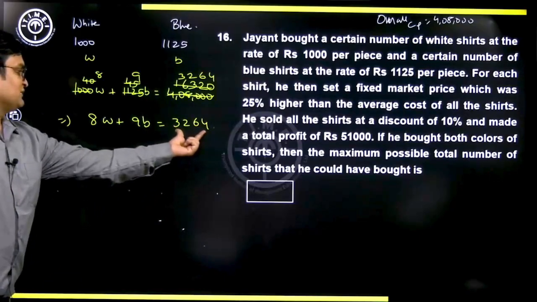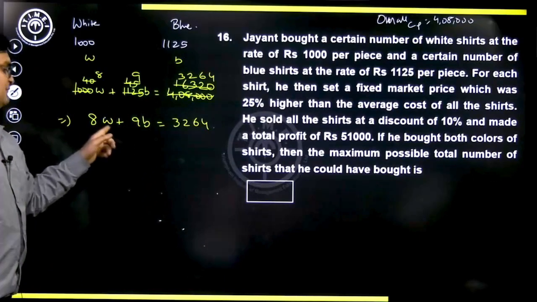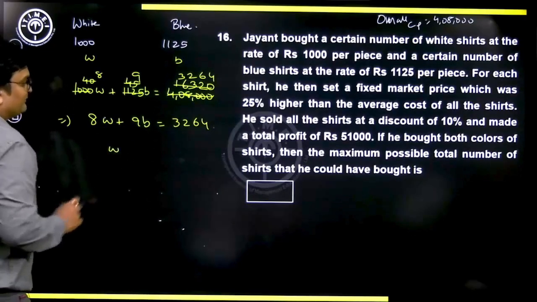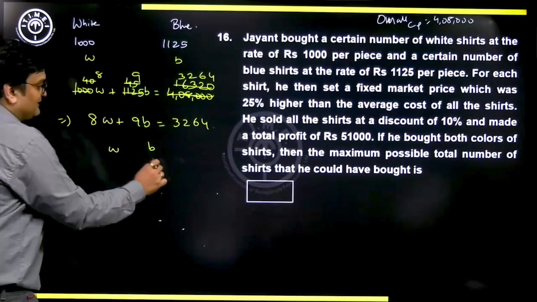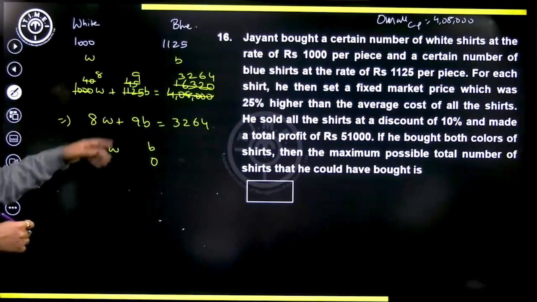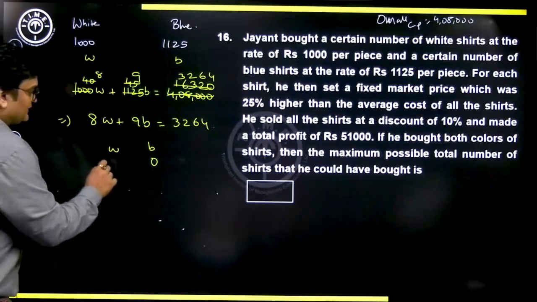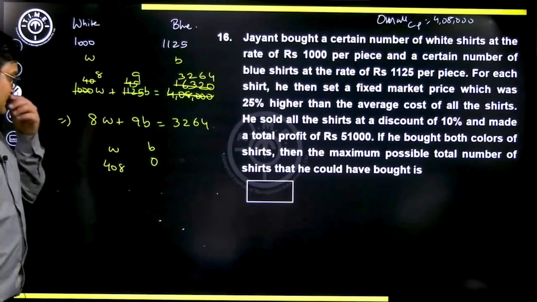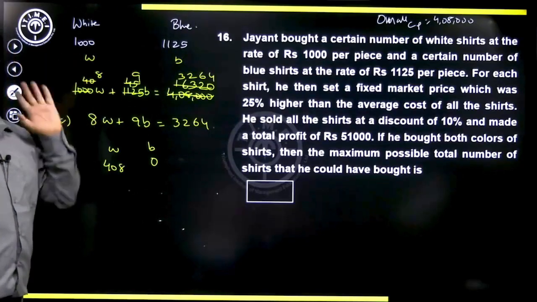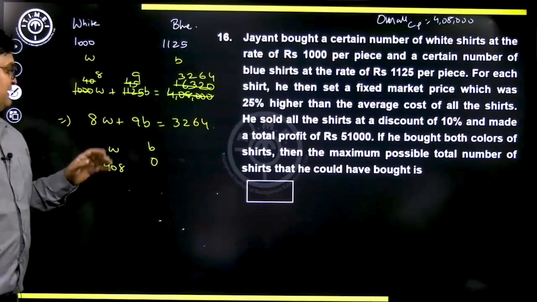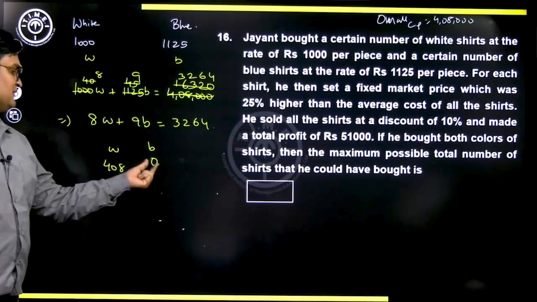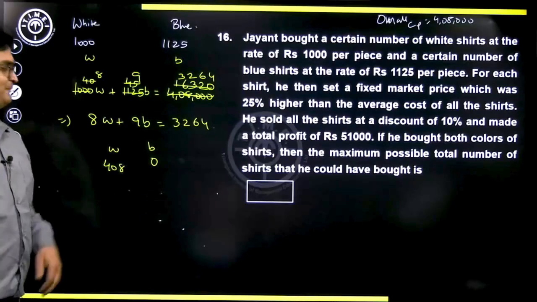Luckily for us, the number on the right is a multiple of 8, and 8W is also a multiple of 8. Let's start by finding the possible values for W and B. If B is 0, W will be 3264 by 8, which happens to be 408. So 408 white shirts and 0 blue shirts can be one of the possible values. Is it the maximum or not? We don't know, but of course we cannot take it because here B is 0.